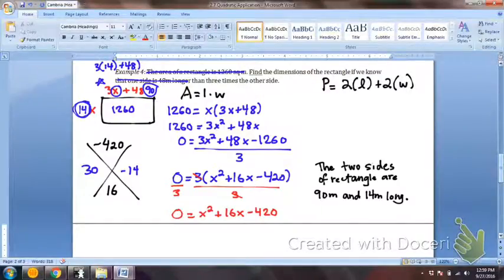There is a reason I'm giving you this formula. Make sure you read your questions in your homework carefully. Okay? 2 times length plus 2 times width. Okay, any questions about example 3 or 4?